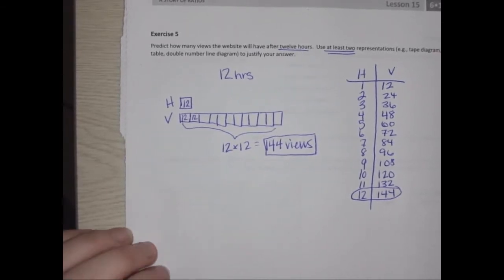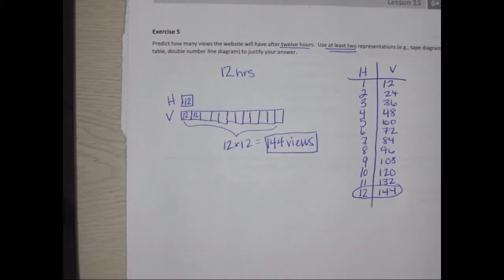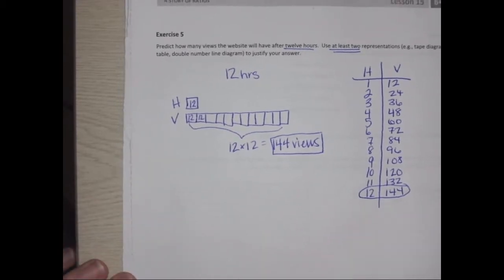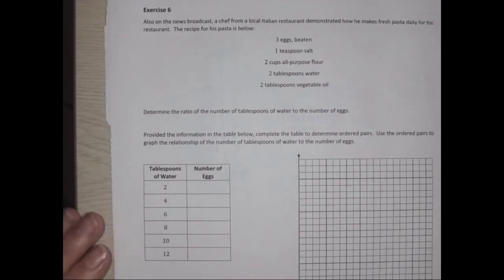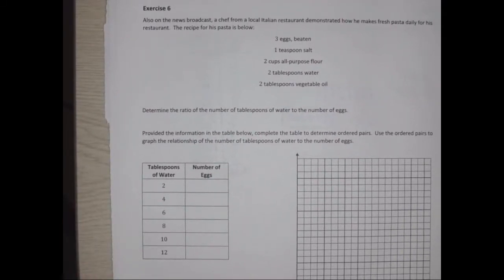So we used 3 ways, right? We did a table, we did a tape diagram, and we used the graph. Now let's look at exercise 6. So for exercise 6, this is where you really get to synthesize everything or put it all together.